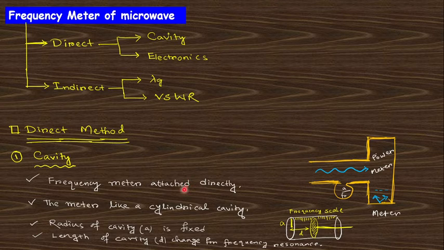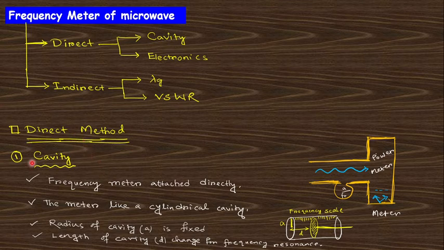Now we come to the next point, how we can measure the frequency of the microwave. There are four processes. The first is the direct method. In the direct method there are two processes, the cavity method and the electronics method. The other is the indirect method, which also has two methods. The first one is lambda g, the guide wavelength, and the second is the VSWR, the voltage standing wave ratio. By these indirect methods we can also find the frequency of the microwave. So let's discuss the four methods of finding the frequency of the microwave.